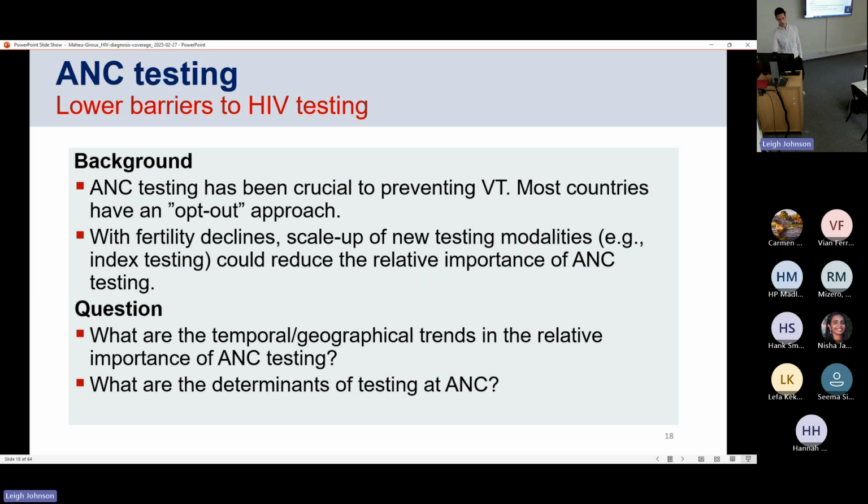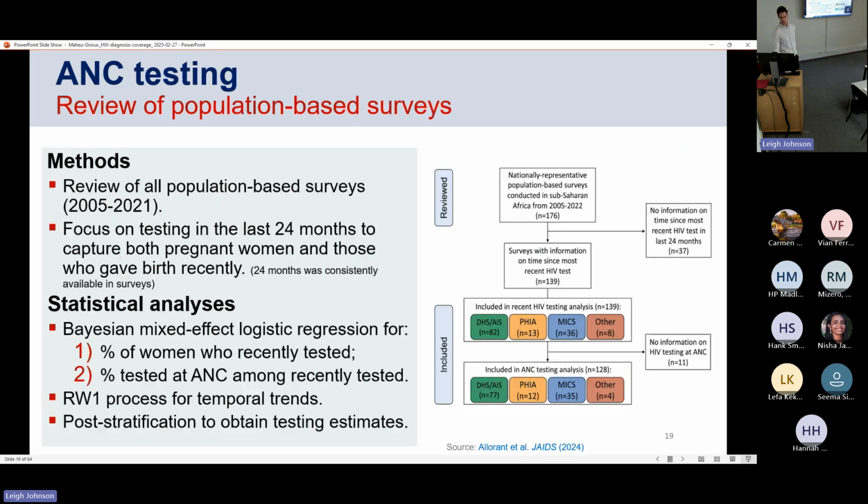So we wanted to understand the temporal and geographical trends and the relative importance of ANC testing, as well as the determinants of testing at ANC. So we reviewed all population-based surveys with information on testing and testing at ANC. With testing at ANC, the difficulty is that we want to encompass both women who are currently pregnant and women who also gave birth within the last time period. And we chose for recent testing the last 24 months because some of the surveys asked the exact month at which you received the HIV test at ANC, but it differs a little bit by survey. But 24 months was the one that was consistently available, and that's the one we focused on.